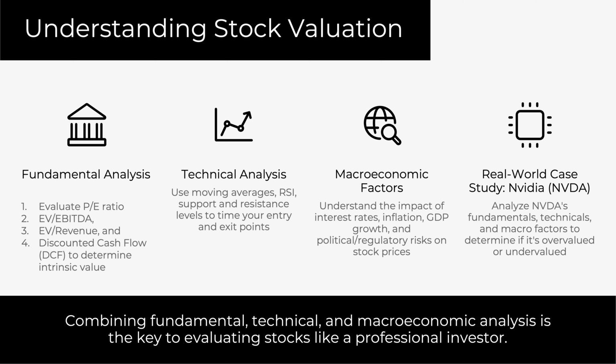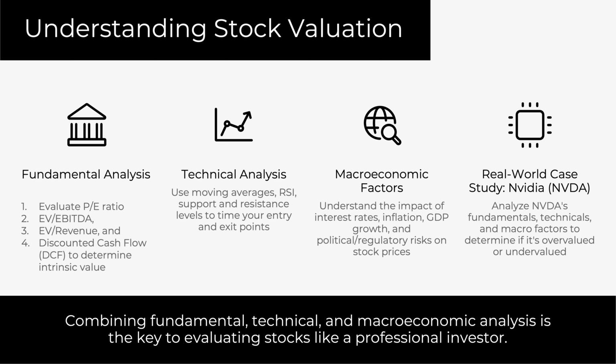Discounted cash flow, DCF analysis. This is the gold standard for professional valuation. It estimates a company's intrinsic value based on its future expected cash flows. It uses the weighted average cost of capital, or WACC, to discount future earnings. Example: if Tesla's DCF fair value is $200, but it's trading at $250, it may be overvalued. Key takeaway: no single metric tells the full story. Professionals combine multiple valuation methods to get the full picture.